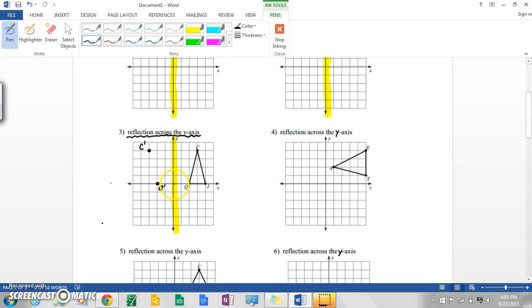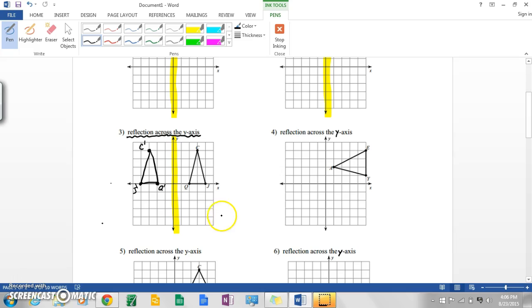Now let's do J. Start at the line of reflection. Count 1, 2, 3, 4. Let's do the same thing the other way. Start at the line of reflection, 1, 2, 3, 4. Put our point here and label that J prime. We can connect our vertices now.